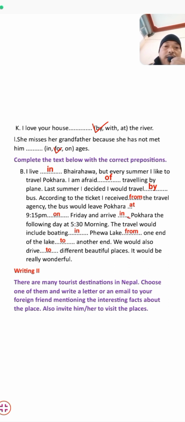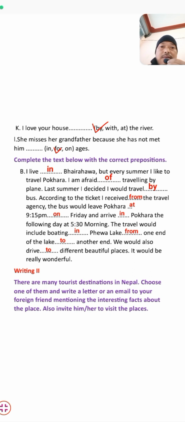And again Pokhara is a big place, and again preposition of place we use, that is in Pokhara. The following day 5:30 morning the travel would include boating in Fewa Lake. So again here is Fewa Lake, we use in here, from one end of the lake to another end. So when we talk about one end to another, then we use from and to. We would also drive to different beautiful places. It would be really wonderful. It's all about your exercise number B.